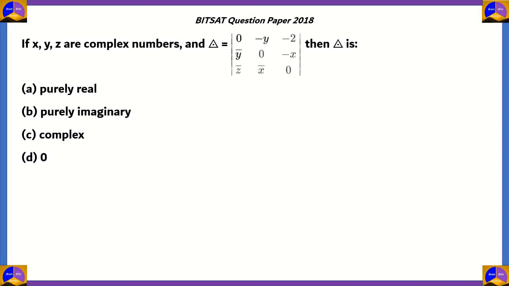Now we have the final question of this episode. If x, y, z are complex numbers and delta equals 0, minus y, minus z. According to the actual question, it's minus z and not minus 2. And then y dash, 0, minus x, z dash, x dash, 0. So this is the determinant that we are given.